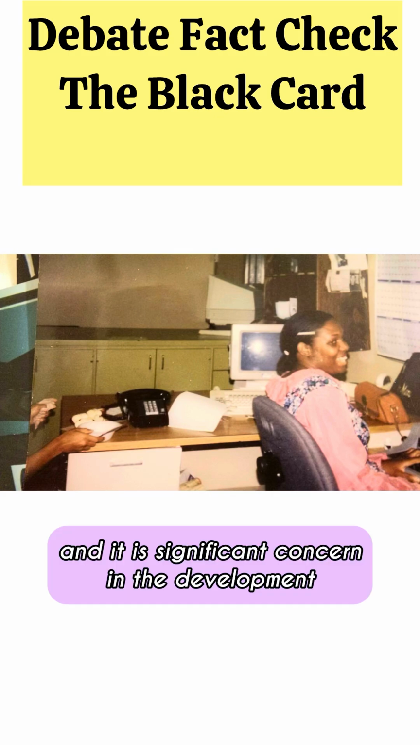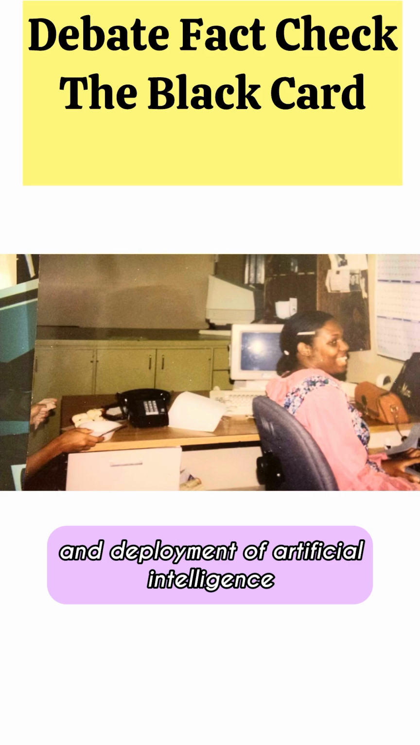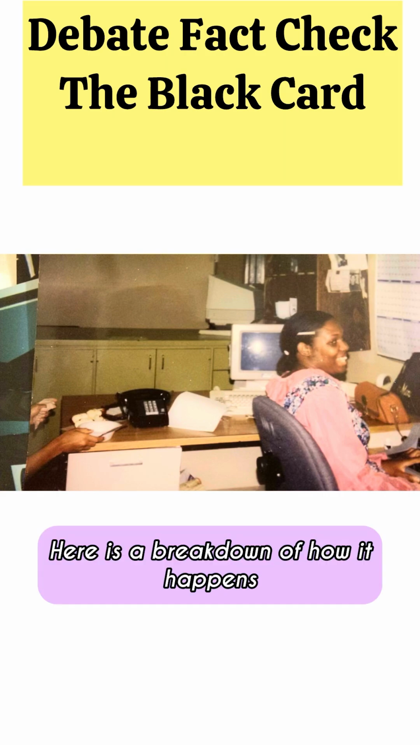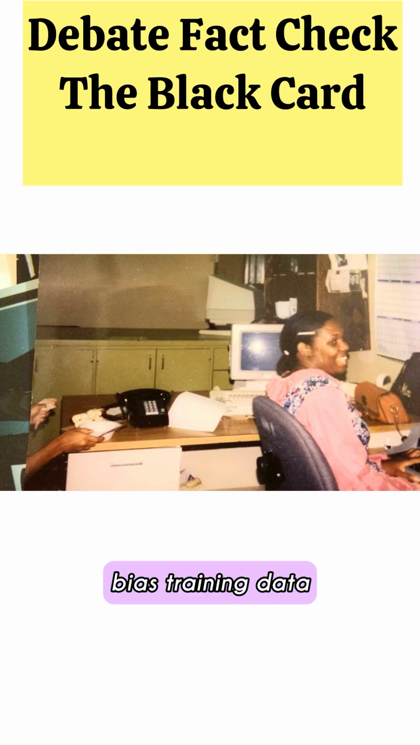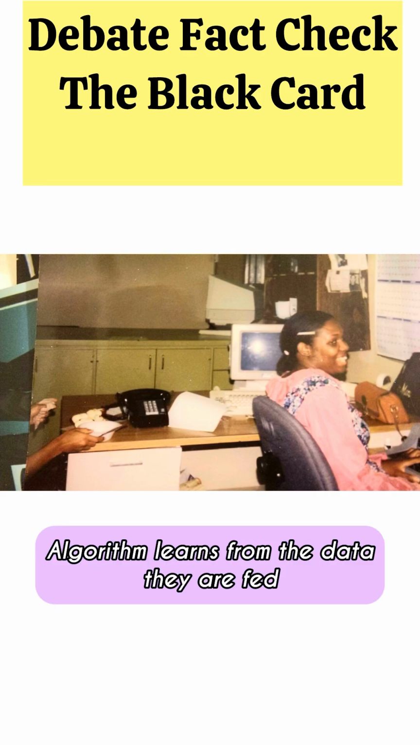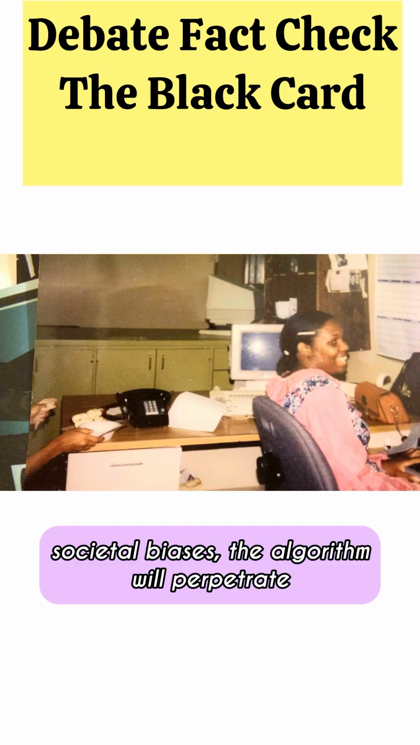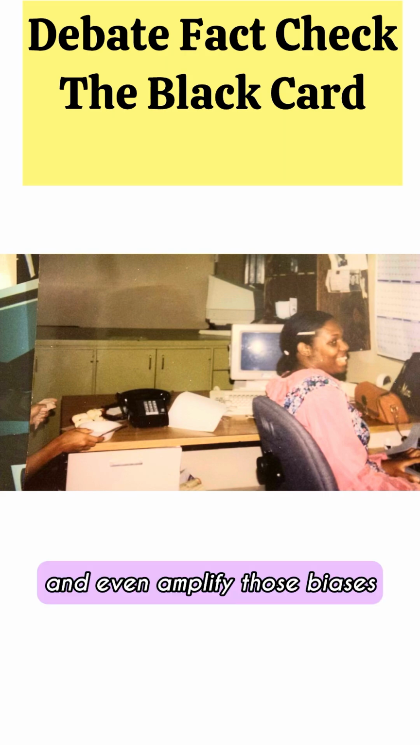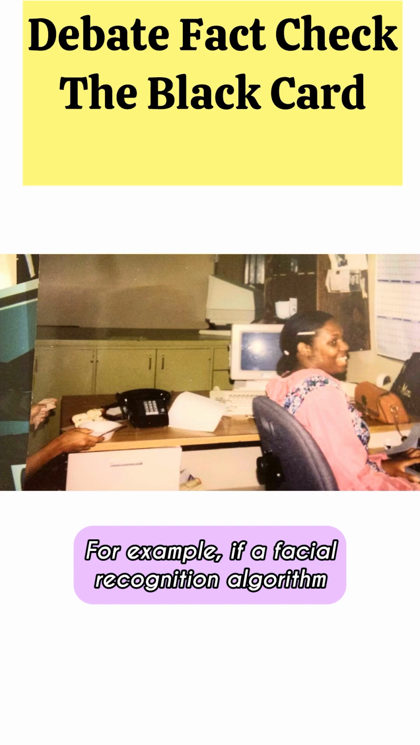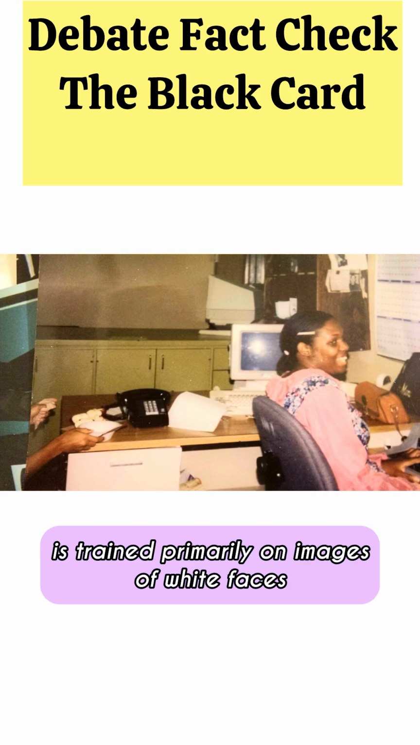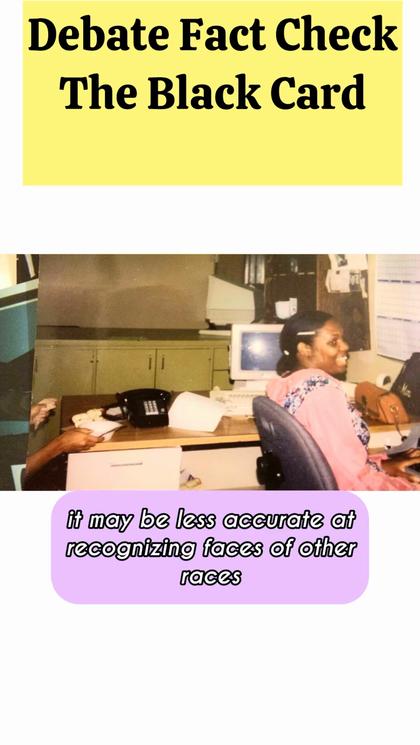This occurs in various ways, and it is a significant concern in the development and deployment of artificial intelligence. Here's a breakdown of how it happens: biased training data. Algorithms learn from the data they are fed. If that data reflects existing societal biases, the algorithm will perpetuate and even amplify those biases. For example, if a facial recognition algorithm is trained primarily on images of white faces, it may be less accurate at recognizing faces of other races.